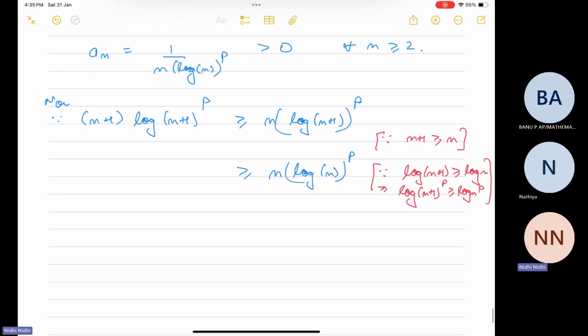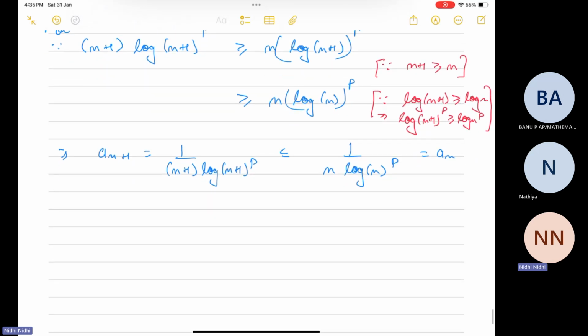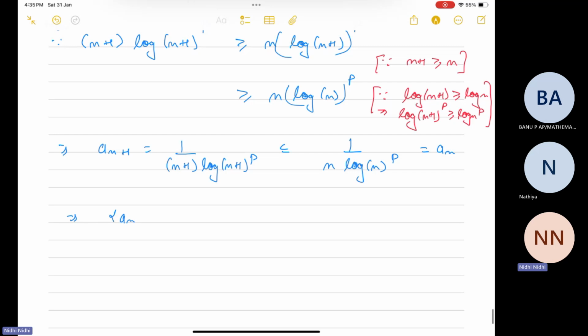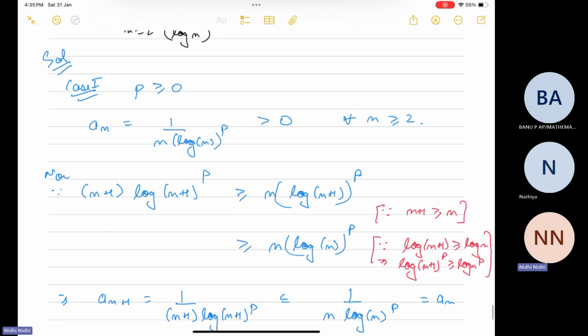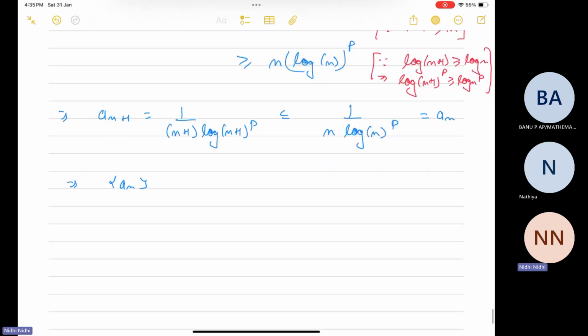So this gives us a n plus 1, which is equal to 1 upon n plus 1 log n plus 1 to the power p. This will be less than or equal to, because while taking the reciprocal, the inequality reverses, 1 by n log n to the power p, which is an. That means our sequence an is a decreasing sequence. Therefore, an is a sequence of positive real numbers and it is decreasing.